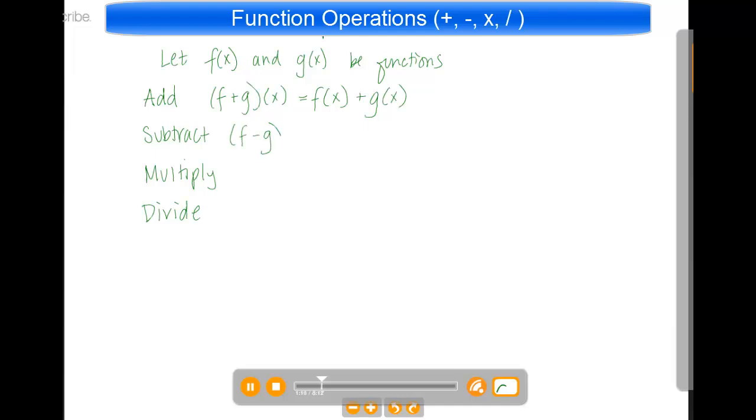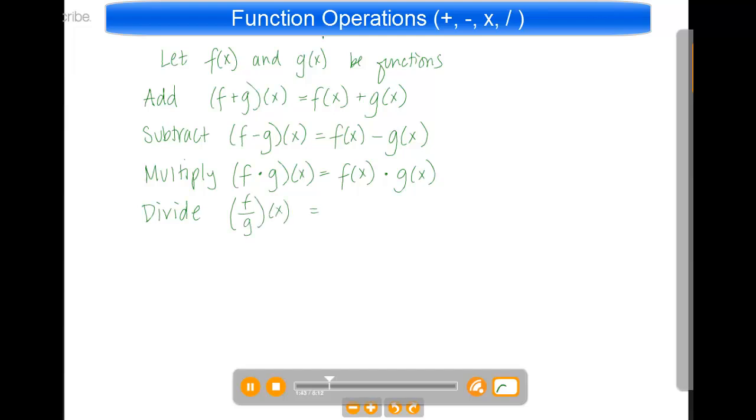Subtracting, very similar, f minus g of x. That just means we're going to take g of x and subtract it from f of x. Multiplying, f times g of x. We're just taking f of x, multiplying it by g of x. And dividing, f over g of x. That would look like f of x divided by g of x.